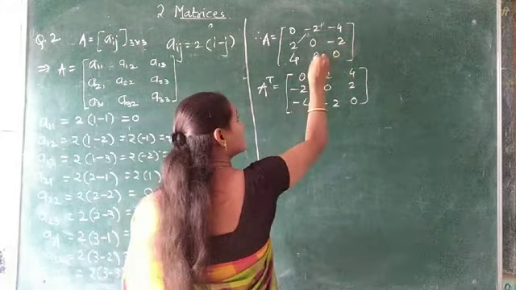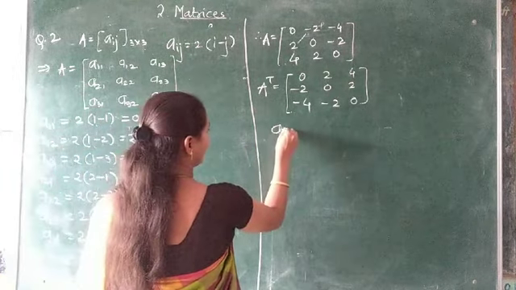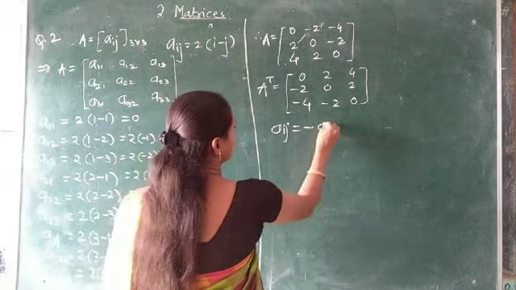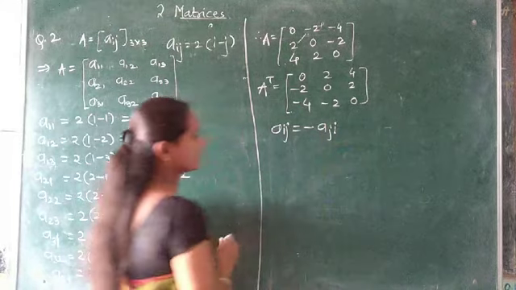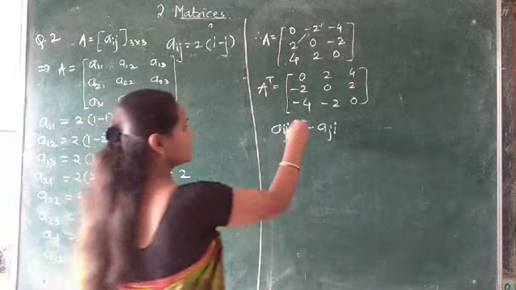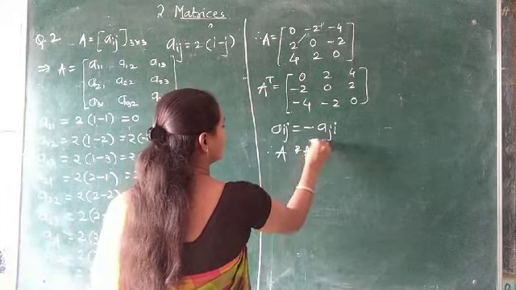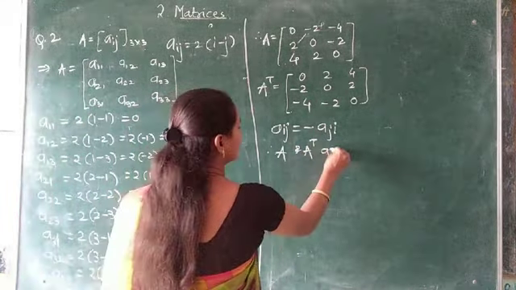So the matrix A and A transpose satisfy the condition aij is equal to minus aji. The elements are the same, but there is only a change in sign. So A and A transpose are skew symmetric matrices. Both are skew symmetric.